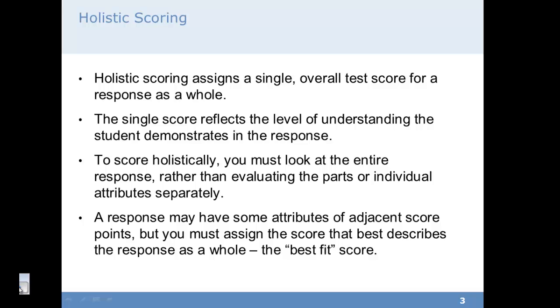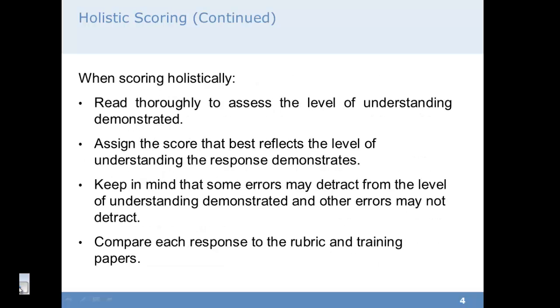The score assigned to a response indicates the level of understanding demonstrated by that response: thorough, partial, limited, or not sufficient for even limited understanding. When scoring holistically, read each response thoroughly to assess the level of understanding demonstrated. Assign the score that best reflects the level of understanding the response demonstrates. Keep in mind that some errors may detract from the level of understanding demonstrated and other errors may not detract.